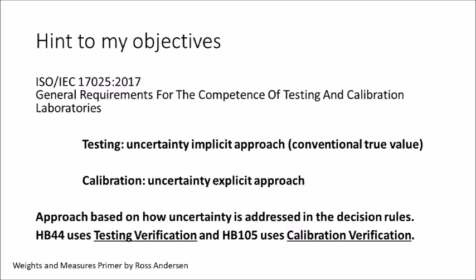Coming back to the very beginning of what were the objectives, why were testing and calibration separate? Because they have different approaches to uncertainty. Testing represents the uncertainty implicit approach using the conventional true value, and calibration uses the uncertainty explicit approach where we use the uncertainty in the decision rules. And as we see, Handbook 44 uses testing verification, and Handbook 105, for example, uses calibration verification.